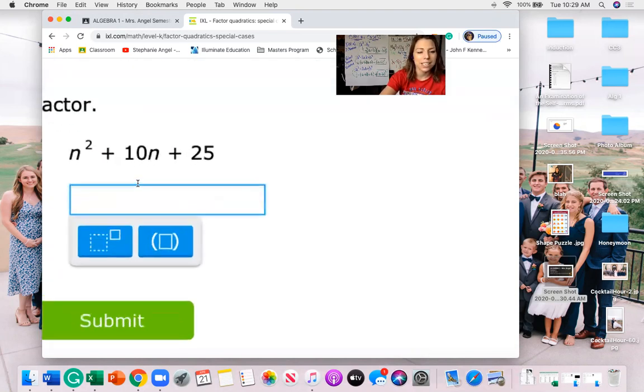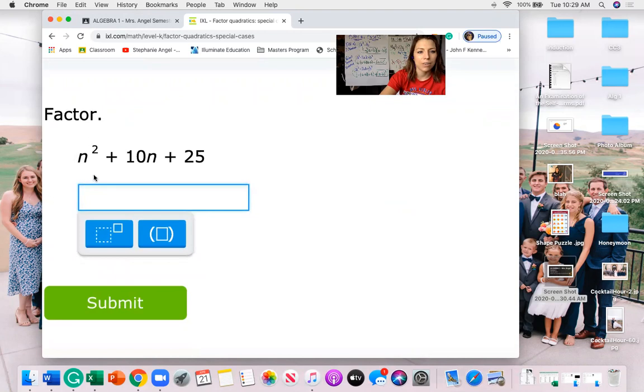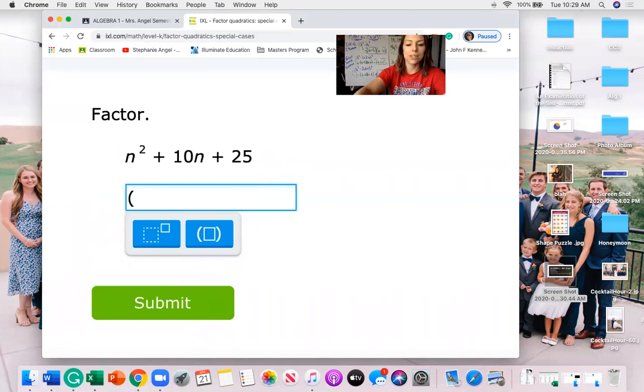All right, oh, this is an interesting one because it doesn't have a leading coefficient. So for this one, you could also do p's and q's if you wanted to. What two numbers have a product of 25 and a sum of 10? So what times what is 25? How about 5 times 5? And does 5 plus 5 also equal 10? Absolutely. So look, we get to do this one super quick.